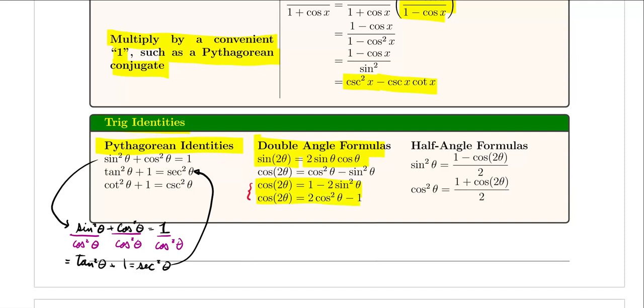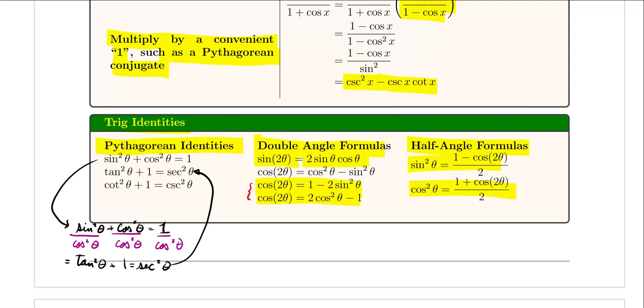And the last one here is the half angle formulas. Now the half angle formulas, you might have seen them in a slightly different form when you took a trigonometry course, but in this class, and later on really, we're going to be focusing on these forms of them. So we have here that sine squared of theta is 1 minus cosine of 2 theta divided by 2, and the cosine squared of theta is the same thing as 1 plus cosine of 2 theta divided by 2.